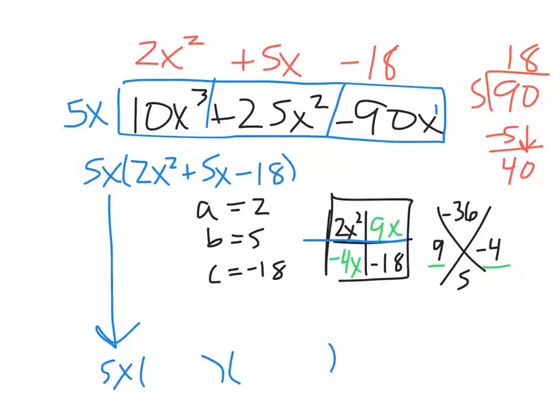So my GCF of my first row is just x. What times x is 2x squared? 2x. What times x is 9x? 9. What times 2x is negative 4x? Negative 2. Double check your last box. Negative 2 times 9 does give you negative 18.